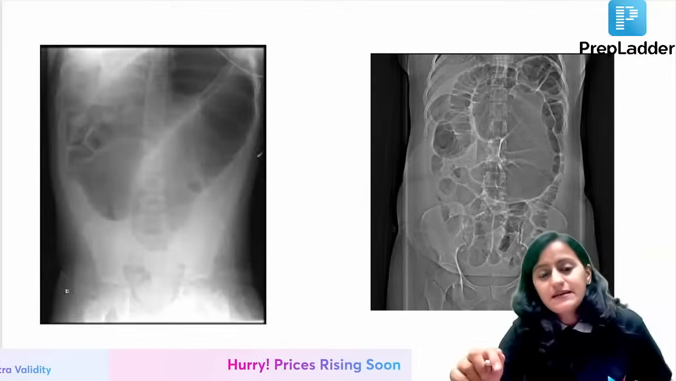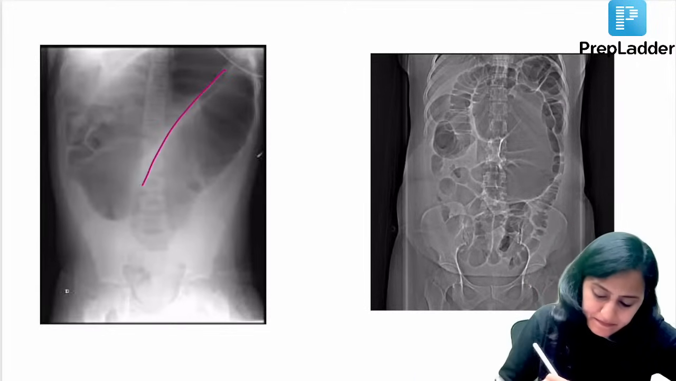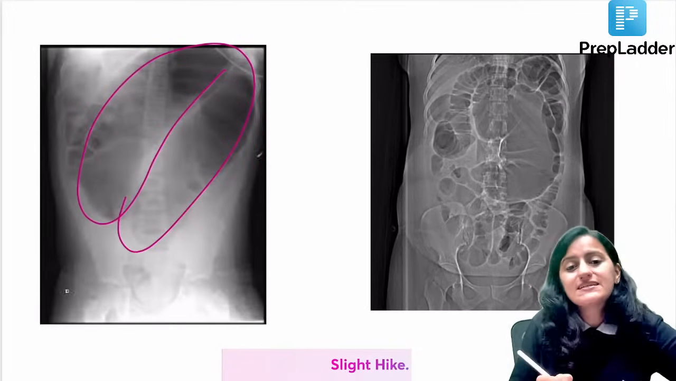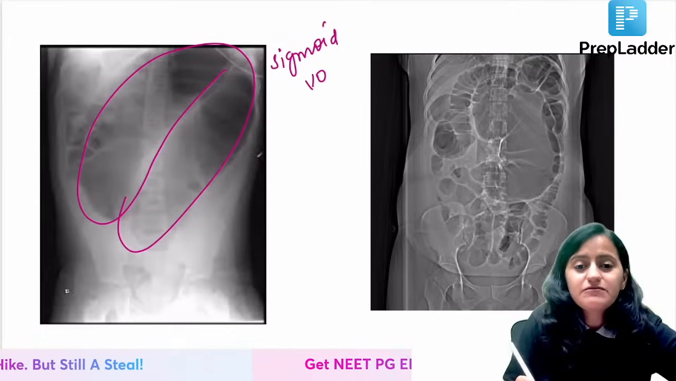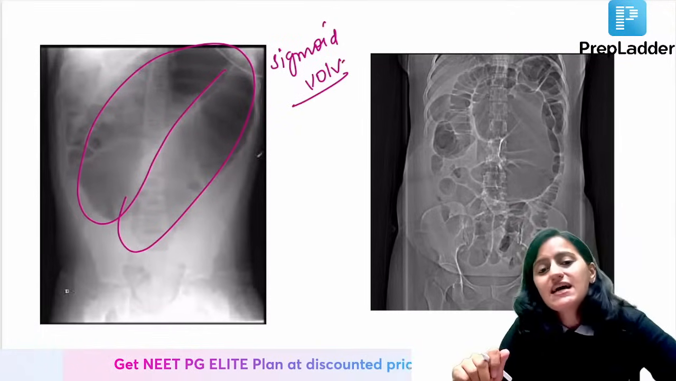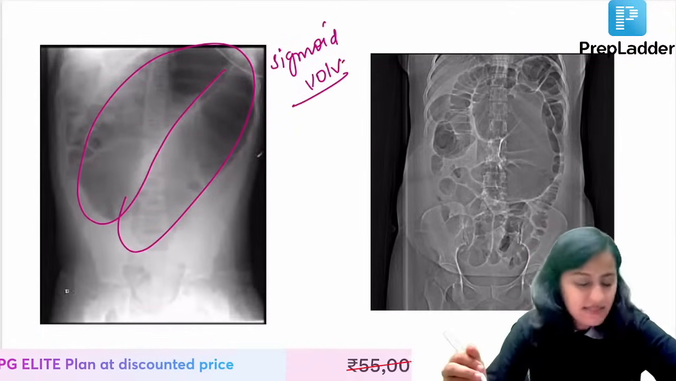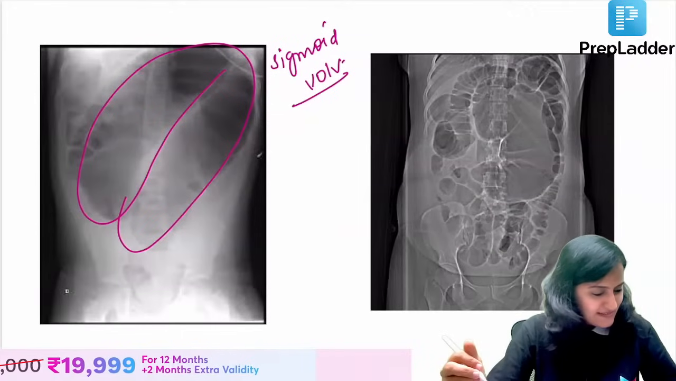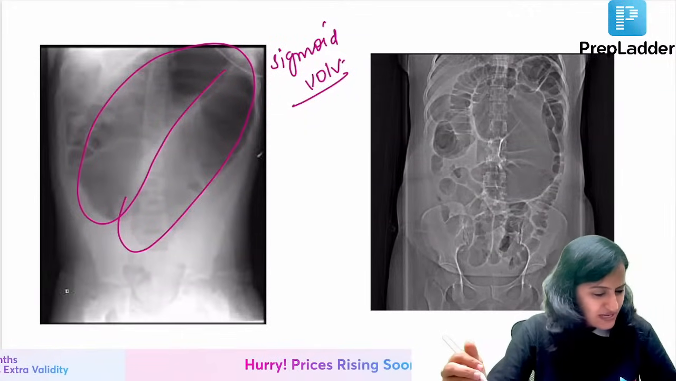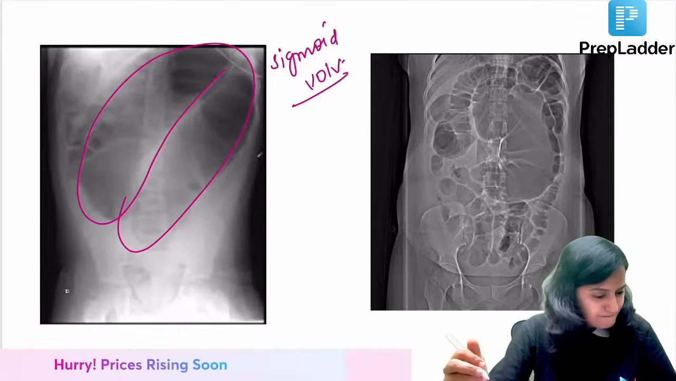Okay. Next one, what are you seeing here? The classical coffee bean sign, which is seen in sigmoid volvulus. The coffee bean sign in sigmoid volvulus. How do you differentiate it? Yes, very good. Paradoxical aciduria can occur.